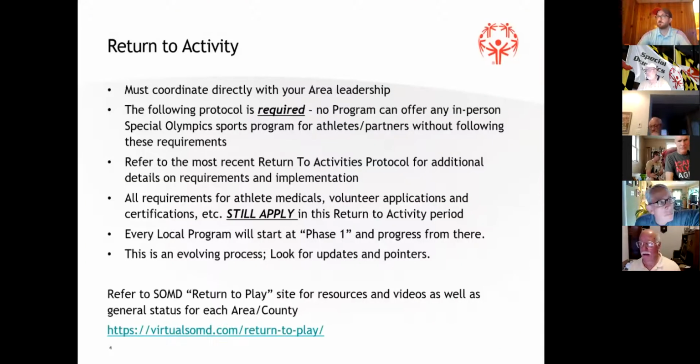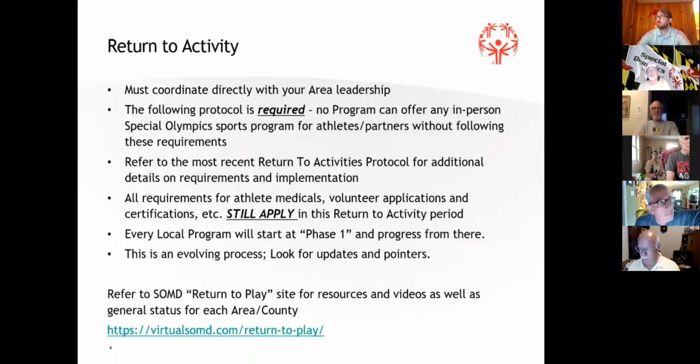So again, may be familiar with this, but for returning to activity in your area or for your program, you have to coordinate this with your area leadership. Your area director is essential to giving the yay or nay on whether you're going to start your program up. And that can change based on the conditions that you're experiencing throughout the season.